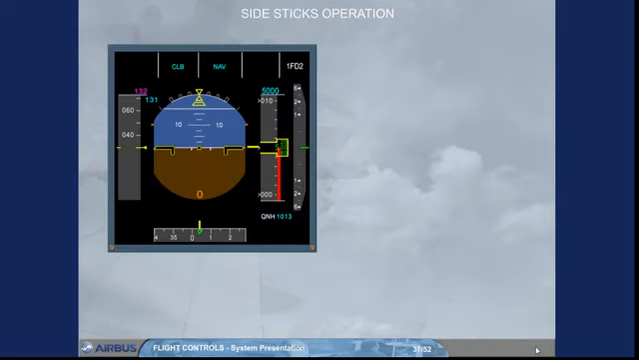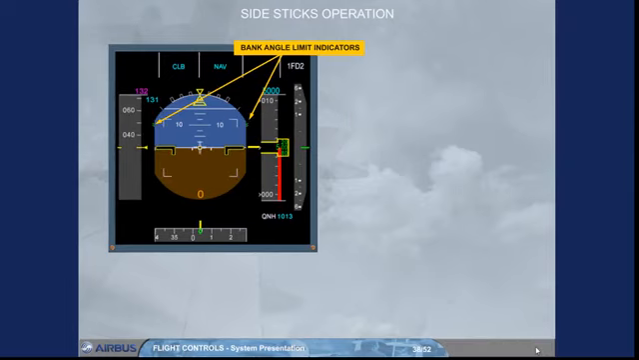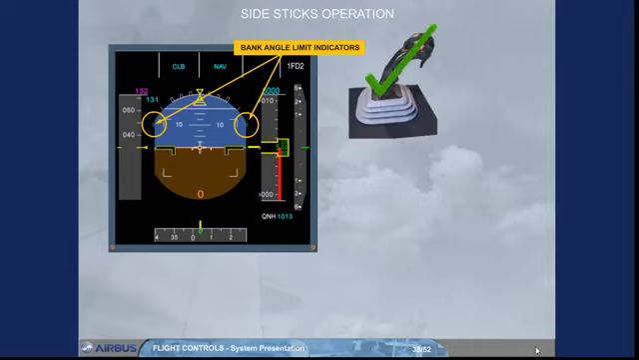Notice that, without hydraulic pressure, the bank angle limit indicators are displayed in amber on the PFD. The side sticks are inoperative because there is no hydraulic power. Moving the side sticks will not affect the control surfaces. Note, when the side stick is not moved, it is spring-loaded to neutral. After first engine start, and as the hydraulic power is available, the bank angle limit indicators turn to green, indicating bank angle limits in normal law, and the side sticks become operable.